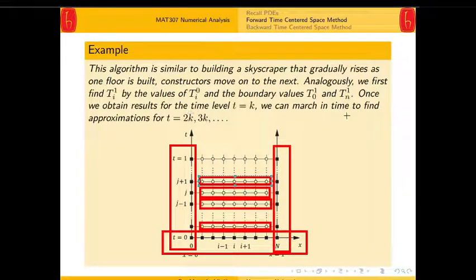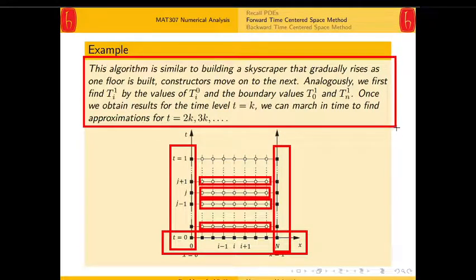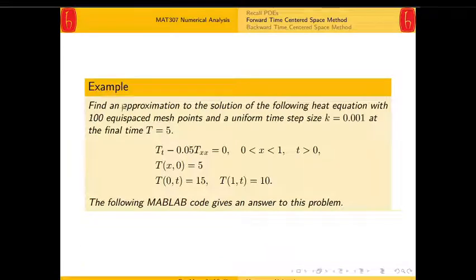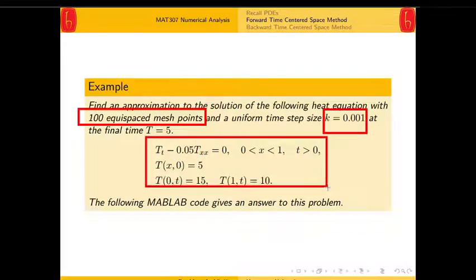These comments are the thing that I already mentioned here, so I will skip that. An example: find an approximation to the solution of the following heat equation with 100 equispaced mesh points and uniform time step size k equal to 0.001 at the final time t equal to 5. So this is the heat equation we need to solve.